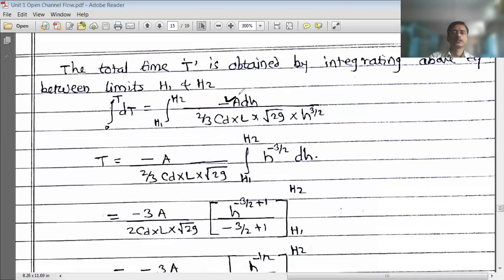In the numerator, this is the constant. In the denominator, these things are the constant. So if I take it outside the integration sign, what will remain here? Divided by 1 upon under root of h.